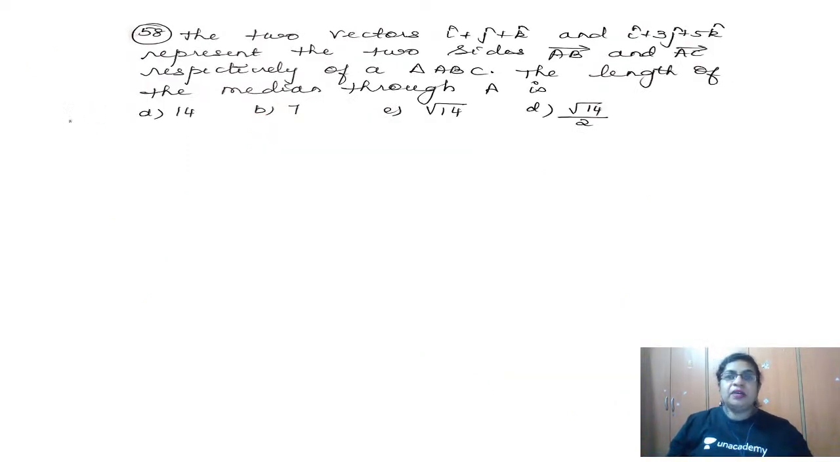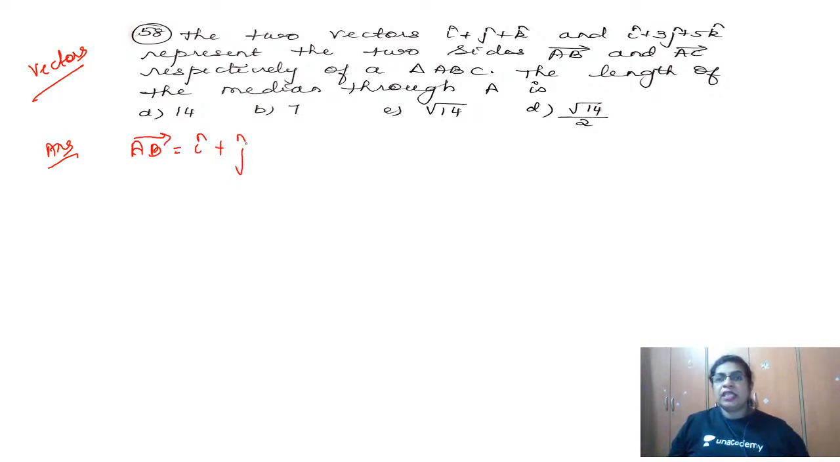Yes, question number 58. So we have this question from the vectors concept. So what is given to us? The two vectors i cap plus j cap plus k cap and i cap plus 3j cap plus 5k cap represent the AB and AC vectors. So quickly let me write this. We have AB vector is equal to i cap plus j cap plus k cap and AC vector is equal to i cap plus 3j cap plus 5k cap.